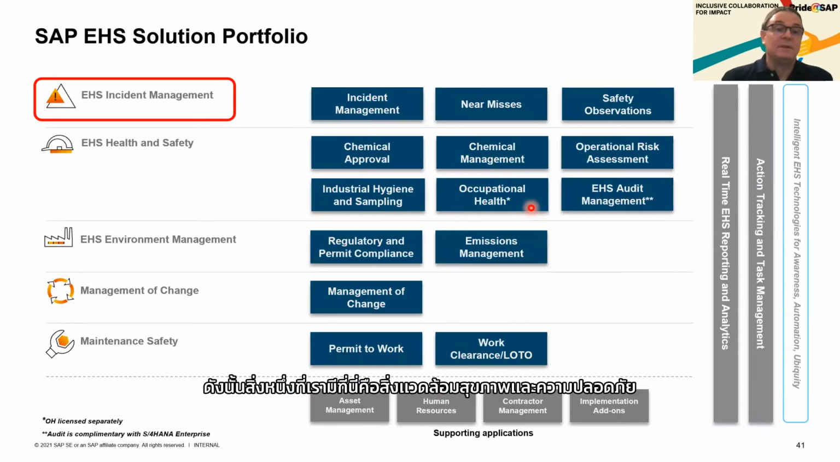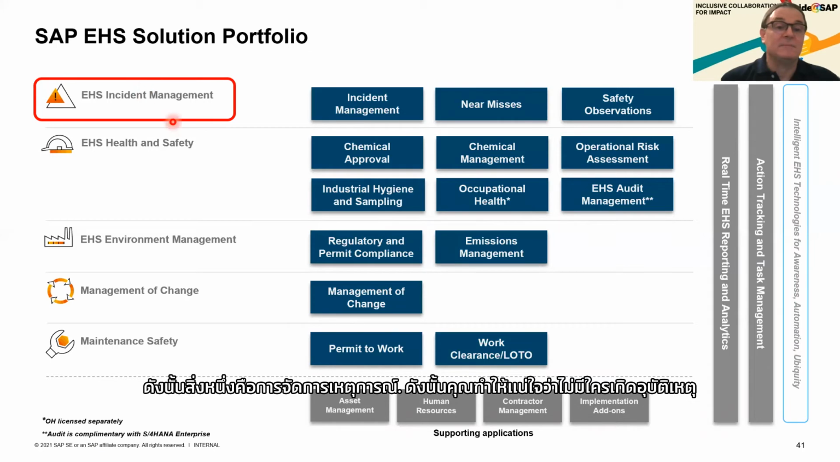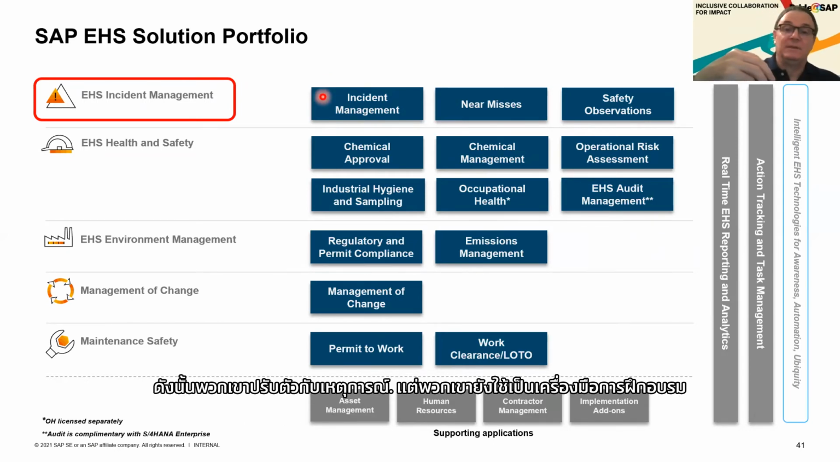So the one thing that we have here is environmental health and safety, managing the safety of your employees to make sure that they are safe. One of the things is incident management, so you're making sure that no one has accidents. I came across a large company called BP recently, and they use incident management as a training tool as well. They enter their incidents, but then they also use that as a training tool.